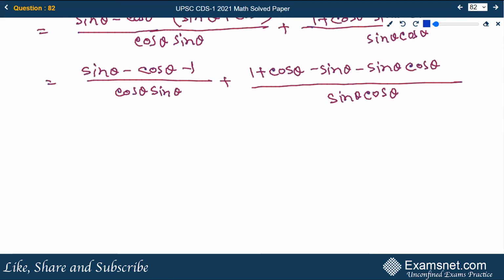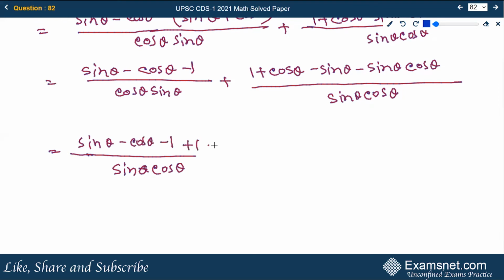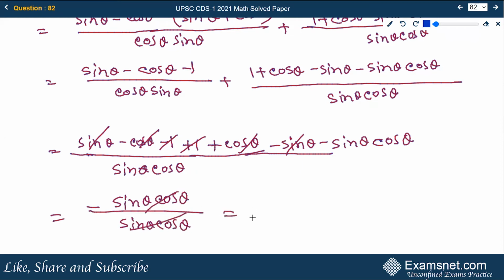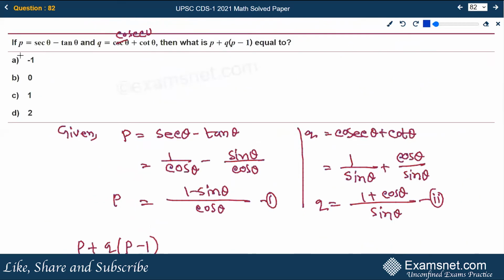Here we can see we are having the same expression in the denominator. So we can do the LCM. We will get sine theta and cos theta. So here we will have sine theta minus cos theta minus 1 plus 1 plus cos theta minus sine theta minus sine theta cos theta. So both the sine theta will cancel, cos theta will cancel, 1 will cancel. We will be left with only minus sine theta cos theta by sine theta cos theta. So it would result in minus 1. Minus 1 is the answer. Let's check the given options. Yes, option A is the correct answer here.